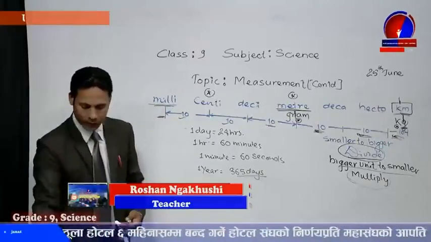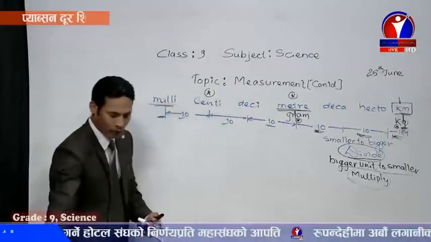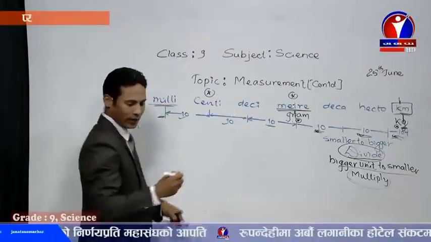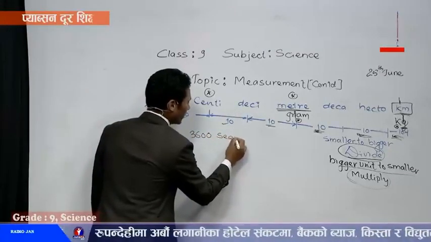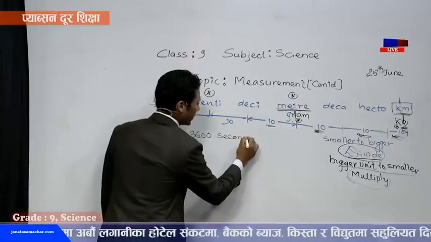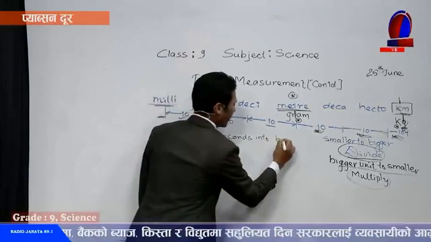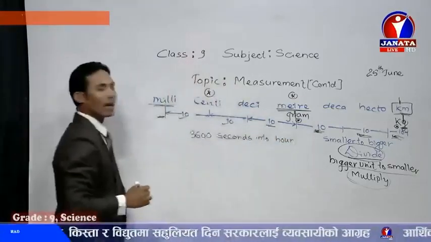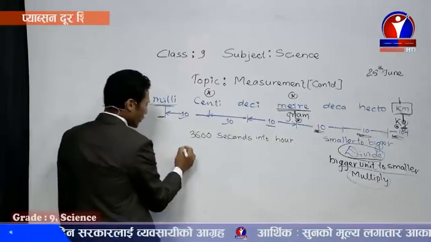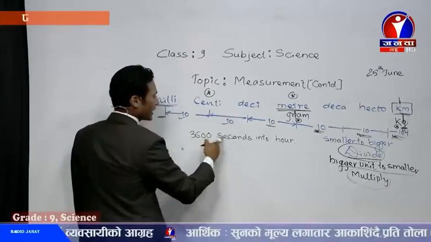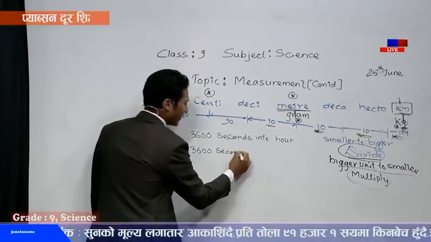So let's convert some time units also. Conversion of time. Let's say we want to convert 3600 seconds into, let's say, hours. So how do we convert this 3600 second into hours? We have this 3600 second.